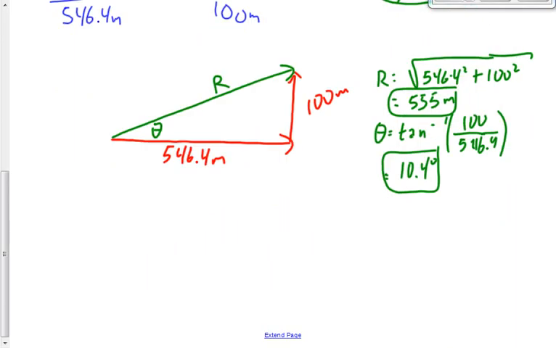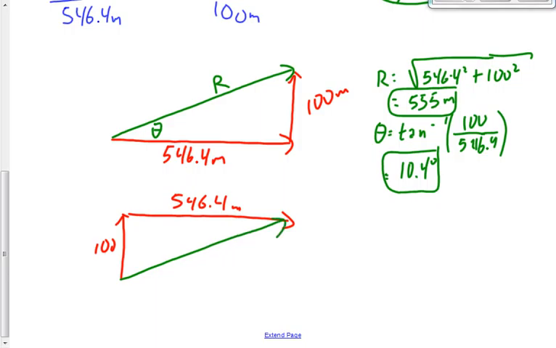Can we do it the other way? Let's say we had drawn 100, then 546. Can we do it that way? Yes, absolutely we can do it that way. As long as the vectors are drawn front to back, it's okay to draw it that way. Now that resultant vector would mathematically work out to be the same length, 555 meters. But the angle wouldn't work out to be 10.4 degrees. The angle would work out to be 79.6 degrees. But that would also be correct. Okay? So here we got 79.6 degrees.